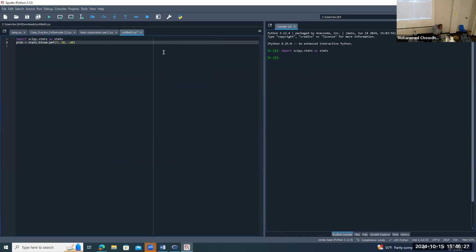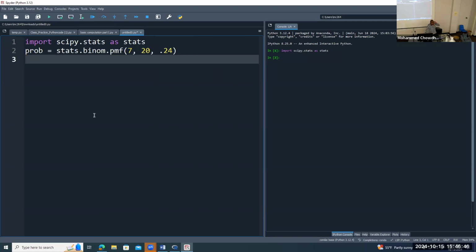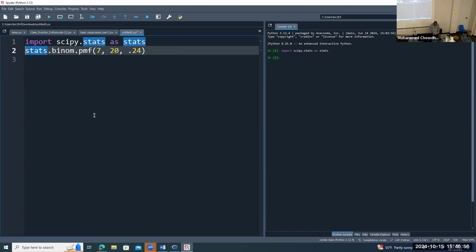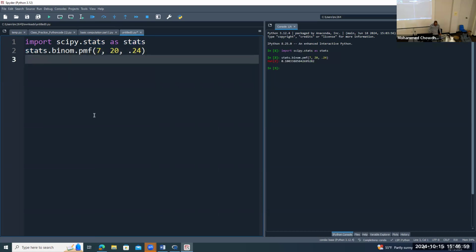Now I have to consider here 7 and 20, and then I have to consider here 0.24. Okay? You can see it, right? Let me run it and see whether we will get the same thing or not. Just run it. 0.10003388, right? Clear, right?